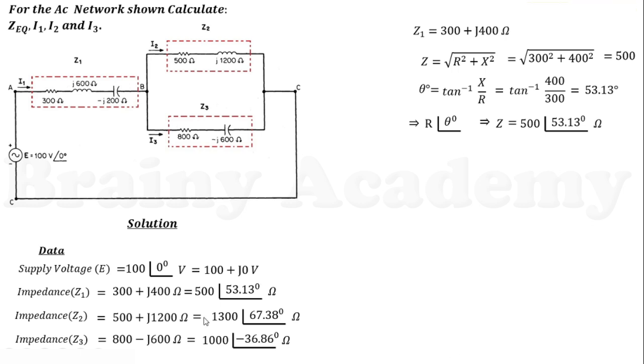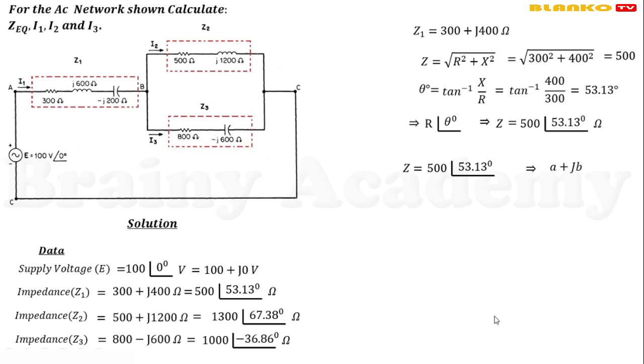Okay, so let's now convert from polar to rectangular. We take Z equals 500 angle 53.13 degrees. This is in the polar form, so we are going to convert it into rectangular, into the form a plus jb. A is the real part and b is the imaginary part.